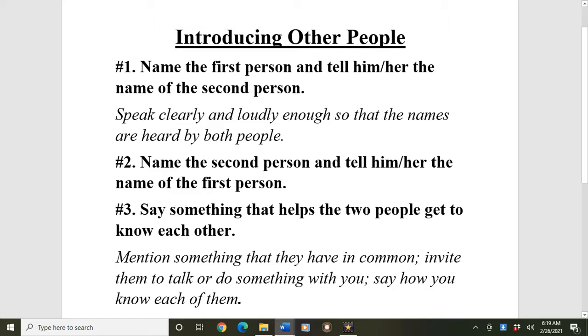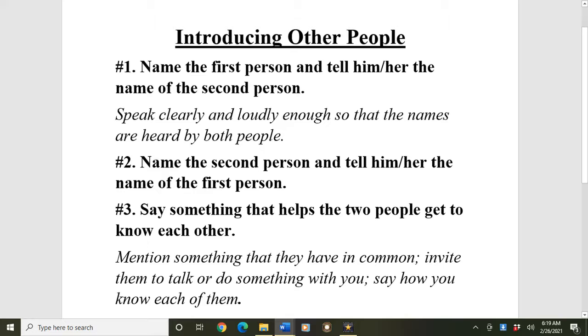And if you look at the second step, it's just super simple. Name the second person and tell him or her the name of the first person. Hey, John, this is my friend Sally. Sally, please meet John. And then step number 3, we want to say something that helps the 2 people get to know each other a little bit better.